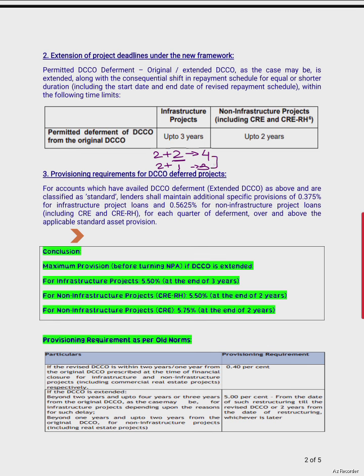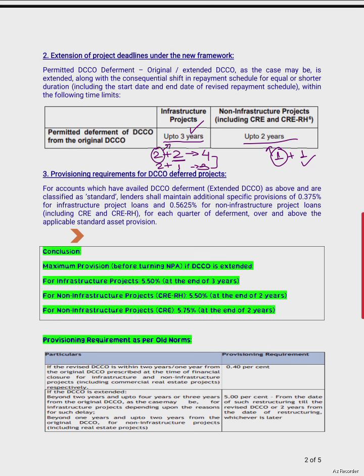Now, as per the new guidelines, simply 3 years have been given. There is no further extension based on court cases or any other reasons. They have simply hiked it by 1 year, from 2 to 3 years. That DCCO has been permitted for infrastructure projects, and for non-infrastructure projects it is up to 2 years, which was earlier 1 year, and it will further get extended by 1 year for reasons beyond the control of the project owner. So from 1 to 2, and for infrastructure from 2 to 3, this has been increased.